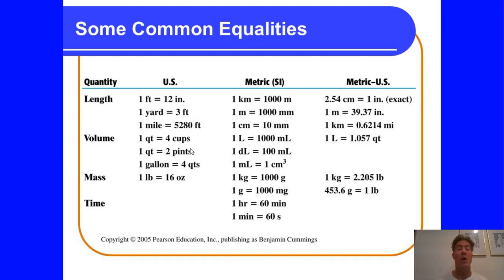So here are some common equalities. 1 foot equals 12 inches. So we could put 1 foot over 12 inches or 12 inches over 1 foot. Those are the 2 conversion factors, conversion ratios that we can create from this equivalency. Same with the yard equals 3 feet. I can say 1 yard over 3 feet. That's the same as 3 feet over 1 yard. And so on with all of these. Works for US equalities and metric equalities and so on.